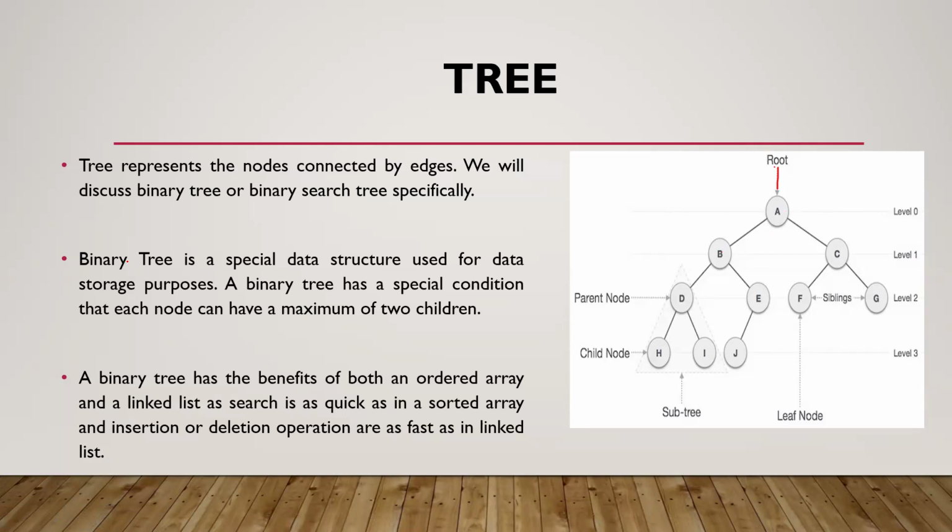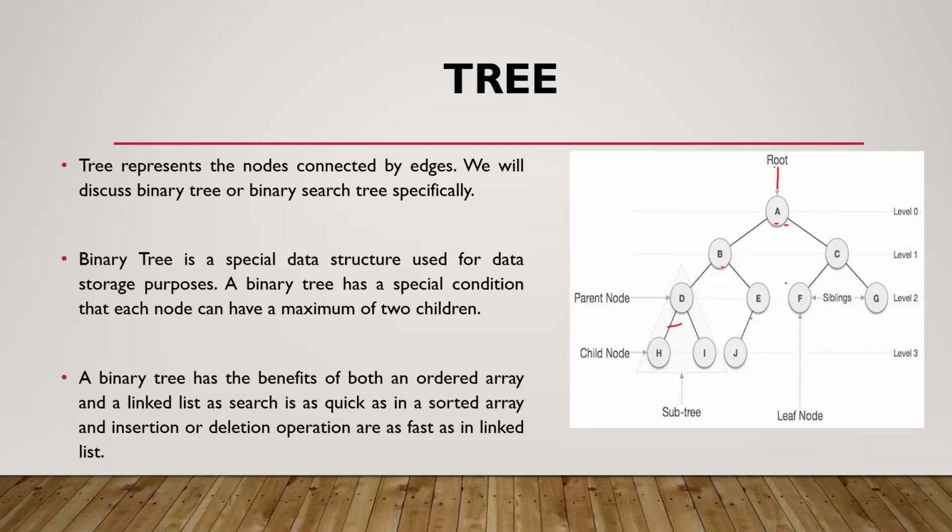So first one, binary tree. A binary tree is a special data structure used for data storage purposes. The binary tree has a special condition: each node can have a maximum of 2 children. For example, here you can see A has B and C. Like this, B has D and E. Then a binary tree has the benefits of both an ordered array and a linked list. Search is quick as in a sorted array, and we can do insertion and deletion operations in a fast manner also.